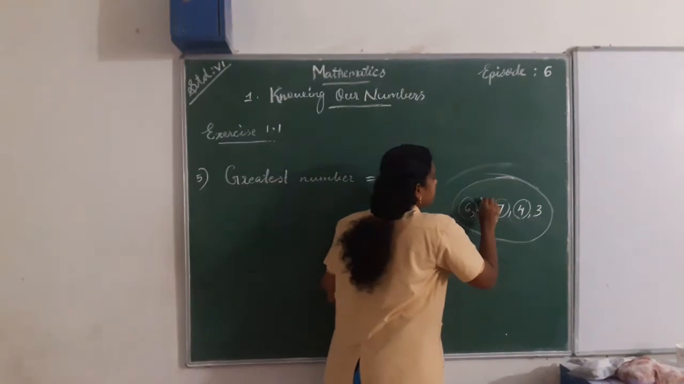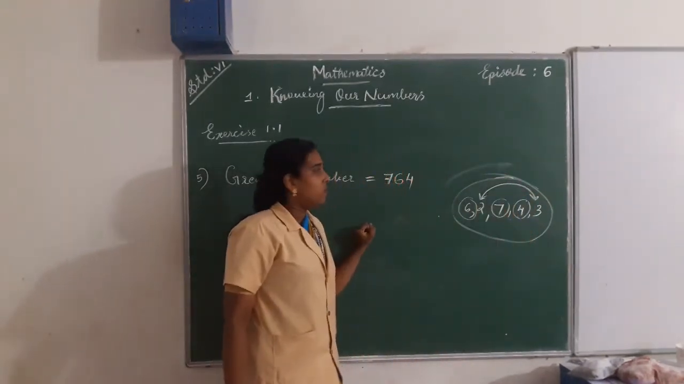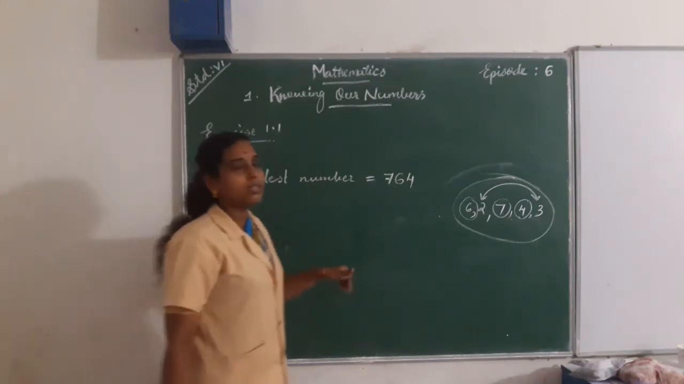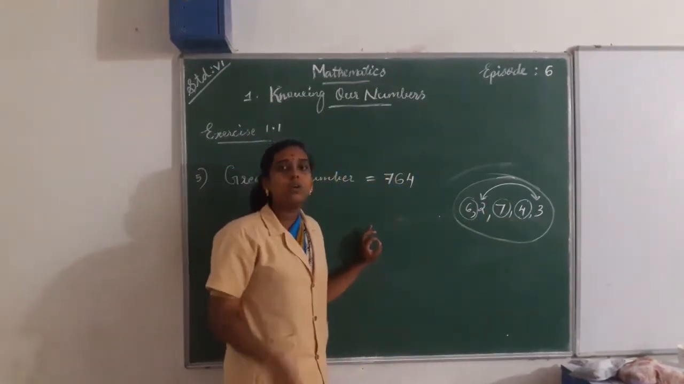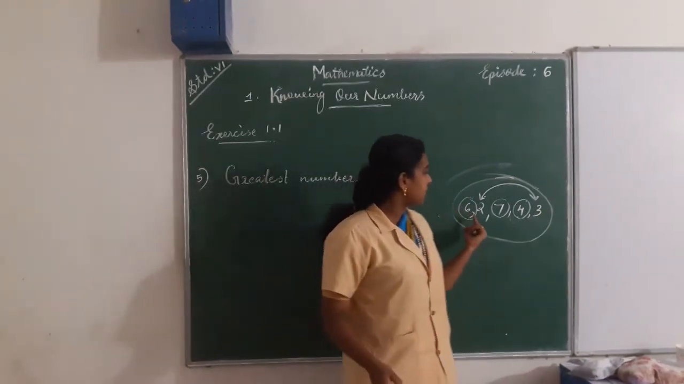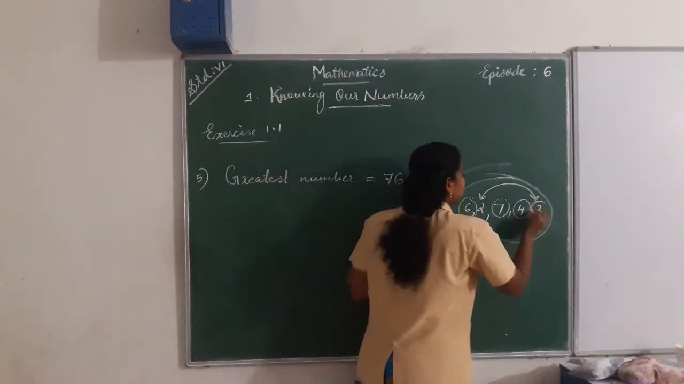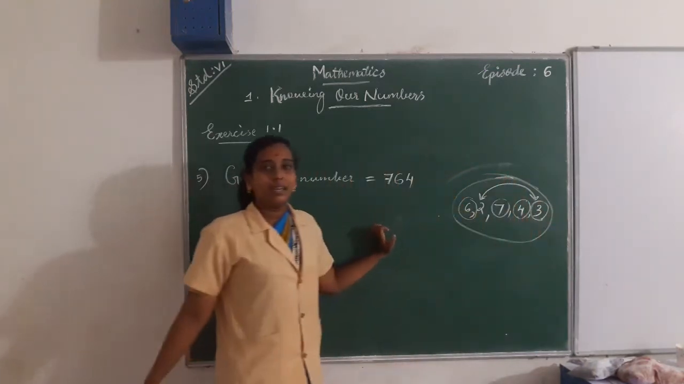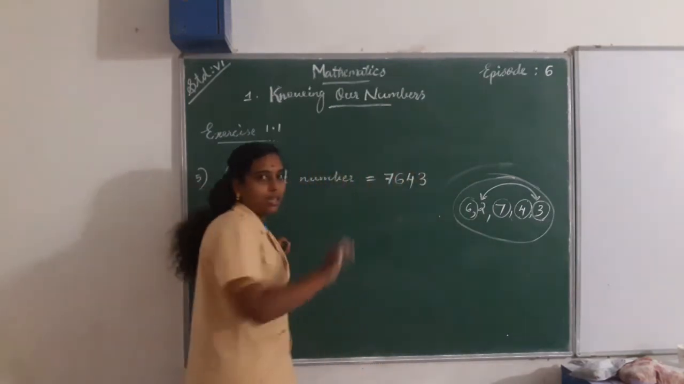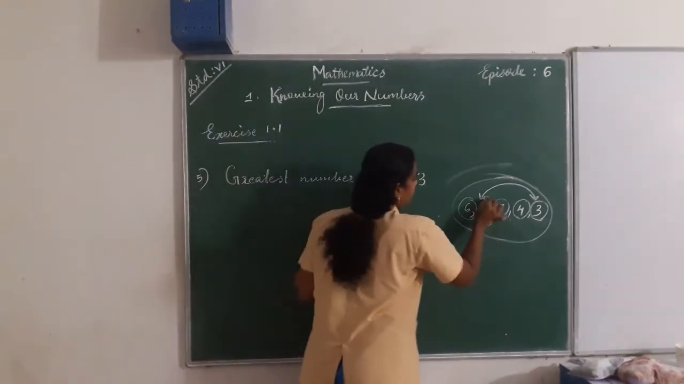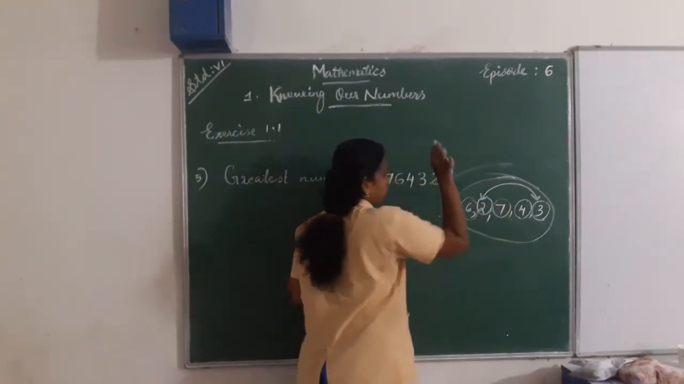There are another 2 digits, 2 and 3. We want the greatest number, so we find the greatest digit from these remaining 2 digits. Is the greatest digit 2 or 3? Yes, 3 is the greatest digit, so we write 3. And there is only one remaining digit, that is 2, so we write 2 here.